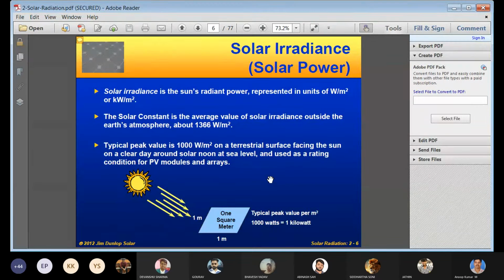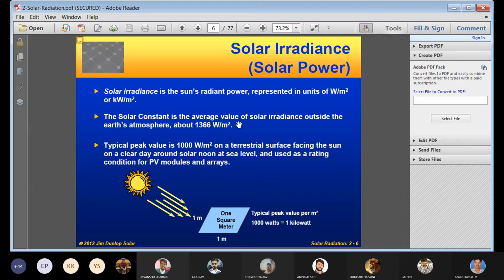Irradiance, solar power. What is irradiance? Irradiance is the power represented in watt per meter square or kilowatt per meter square. So our ultimate aim is we want energy from the sun. So we want to express it. No, everything we can express in units. If you can't measure it, you cannot control it. Like that, a saying is there. So for our modern life, if we want to talk about something, we have to express it in some units. So watt per meter square, kilowatt per meter square, like that.